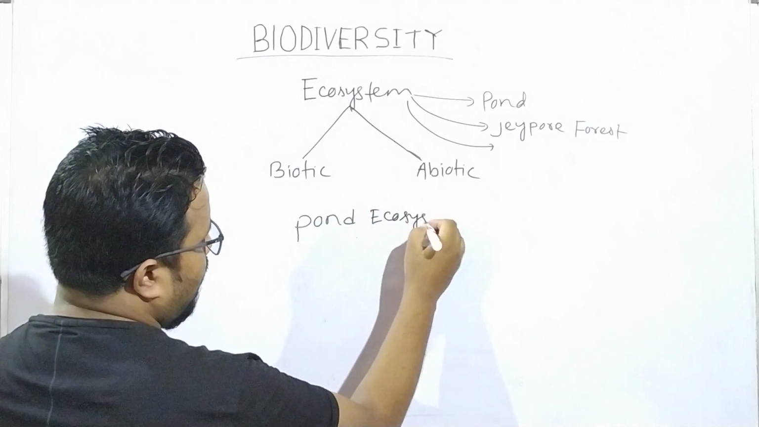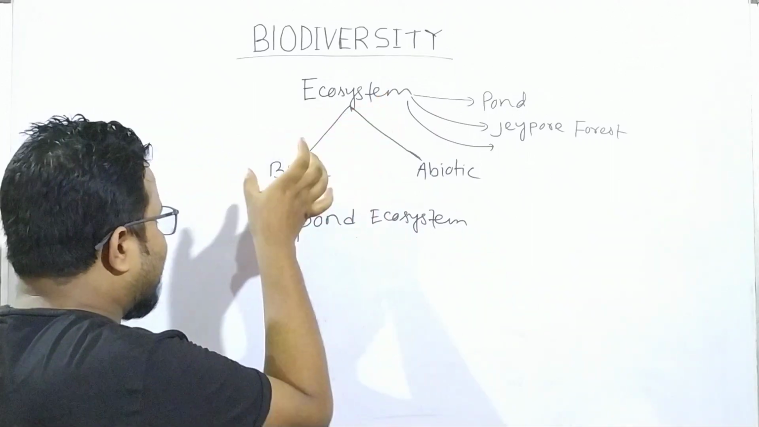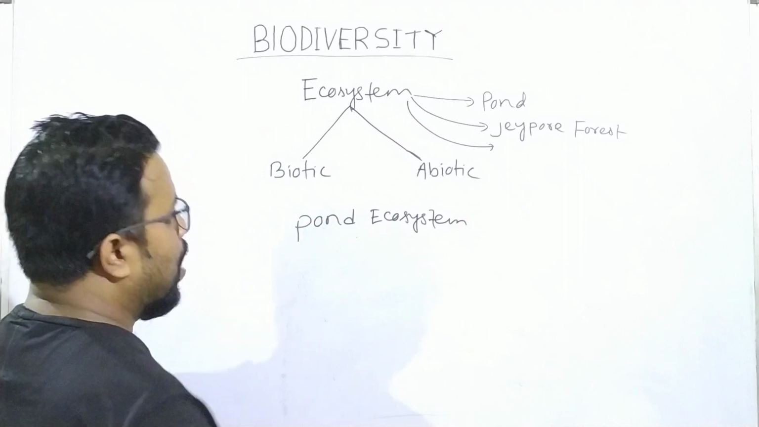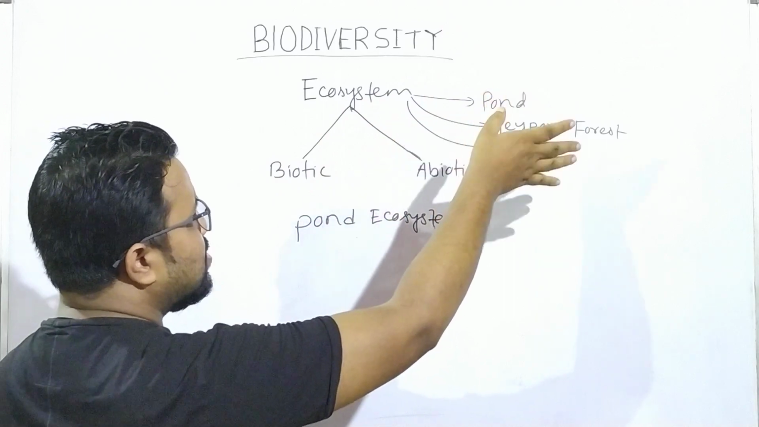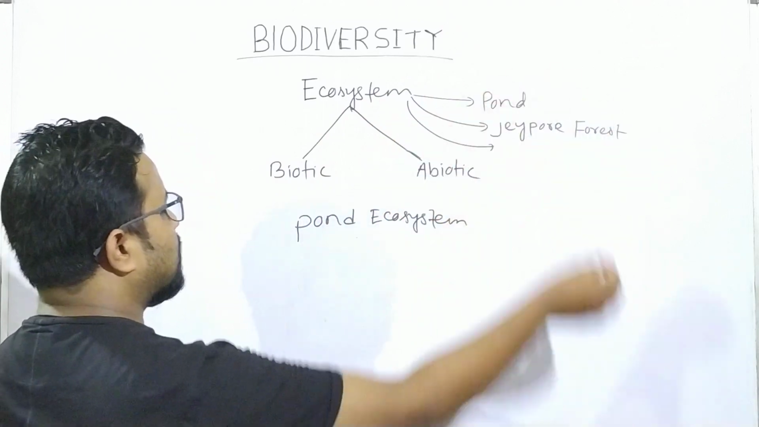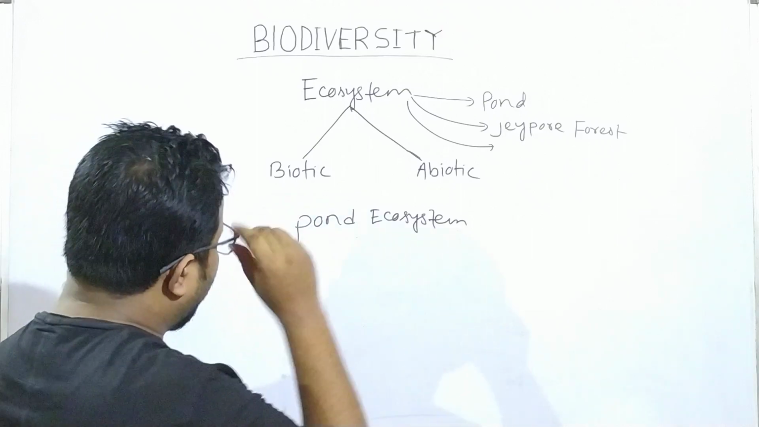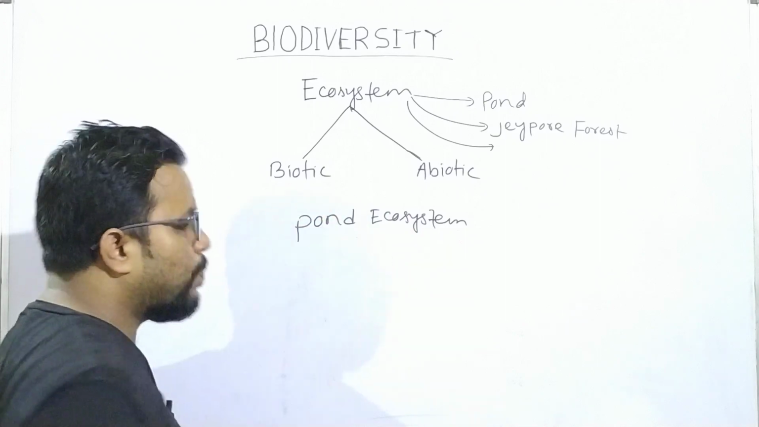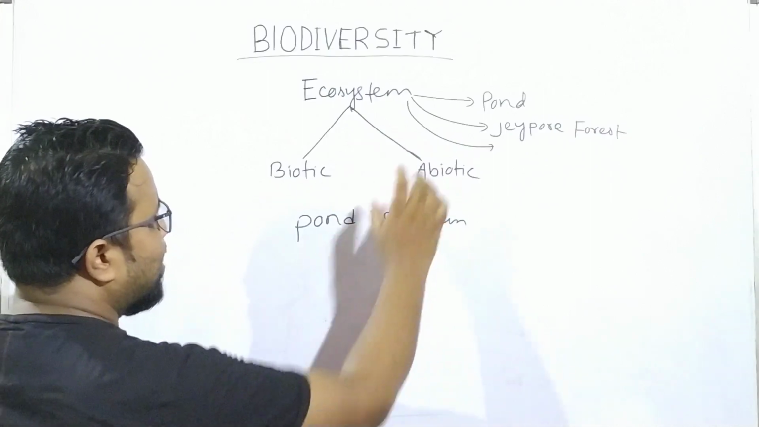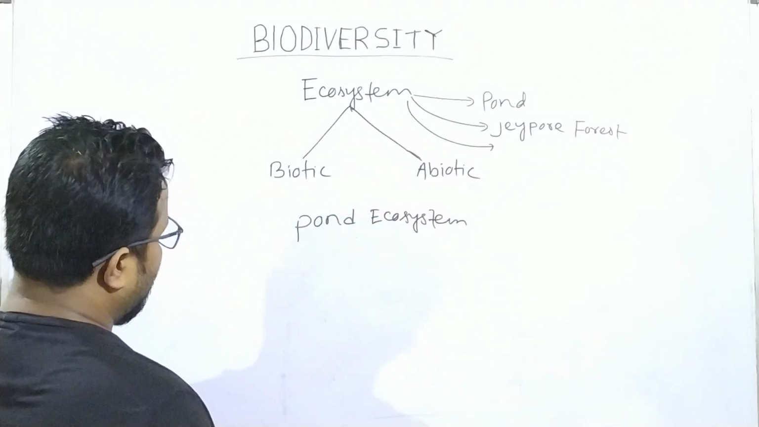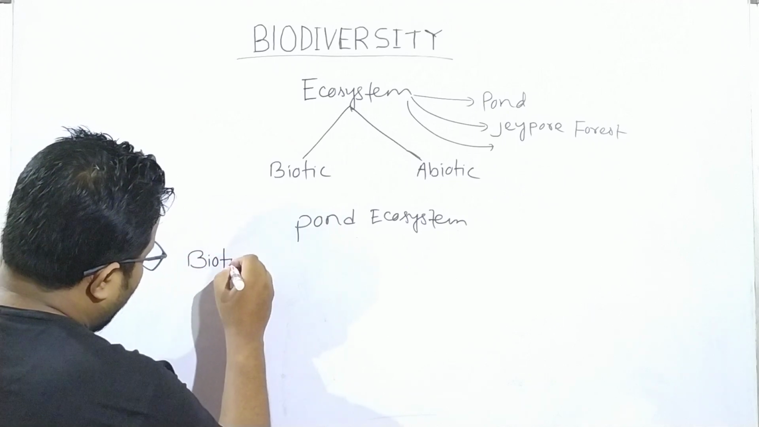Before defining anything, first of all, an ecosystem has two components, biotic and abiotic components. And there are various types of ecosystem: pond ecosystem, or water ecosystem; Jaipur forest ecosystem, or forest ecosystem; marine ecosystem; and desert ecosystem. Suppose I have taken one example of a pond ecosystem. The pond ecosystem has two components, biotic components and abiotic components. First of all, we take the biotic components.